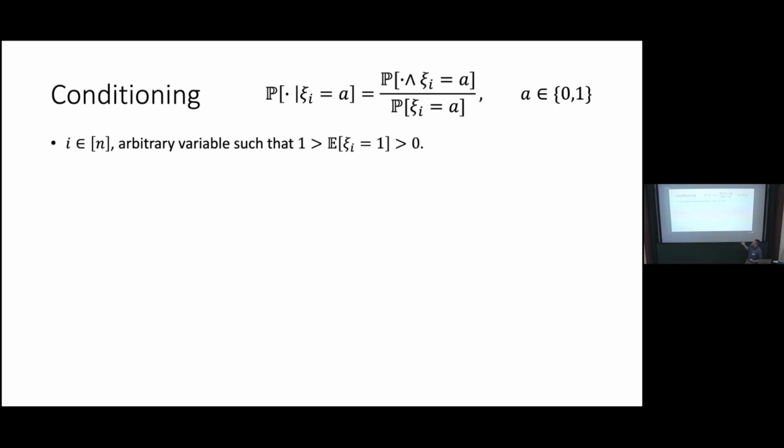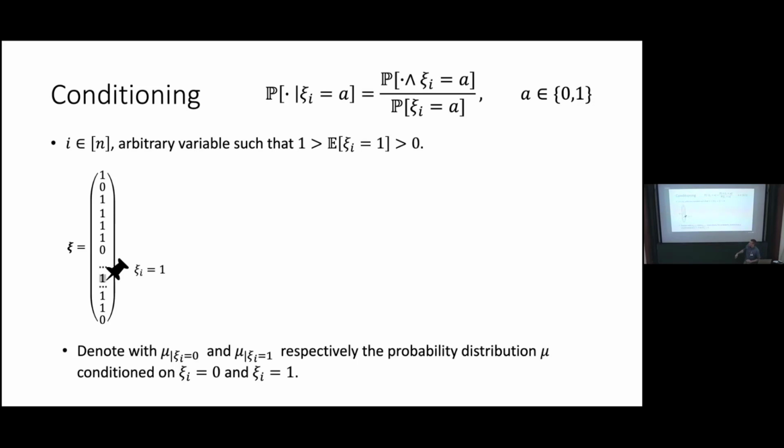Another thing that we can do with our vector is condition on the value of one entry. So let's select an index i between 1 and n, and we fix the i-th entry to be, let's say, 1. And then we sample the remaining entries of this random vector conditioned on this element.